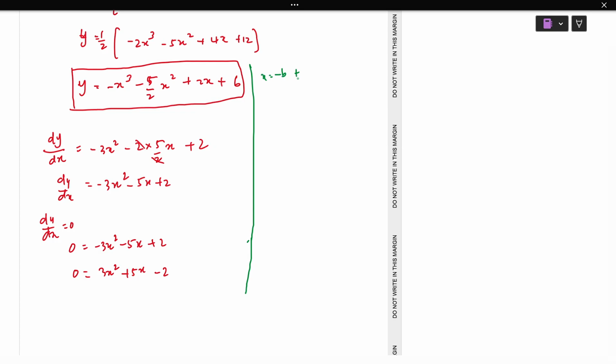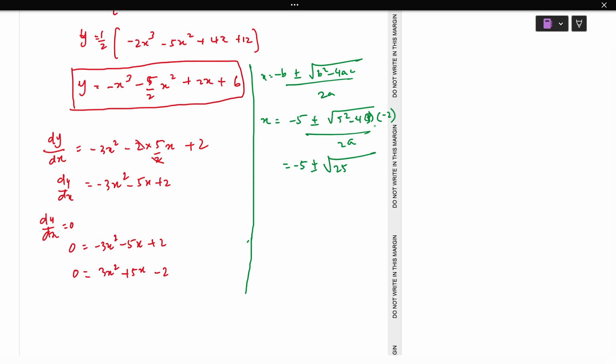X equal to minus b plus or minus square root of b square minus 4ac over 2a. Without quadratic also we can solve. This is factorizable, so it'll be easy to find out. But I'll use quadratic here, so minus b, so minus 5 plus or minus square root of 5 square minus 4 times a, which is 3, times c, which is negative 2, over 2a, which is minus 5 plus or minus square root of 25 plus 24 over 2 times the a, which is 3.